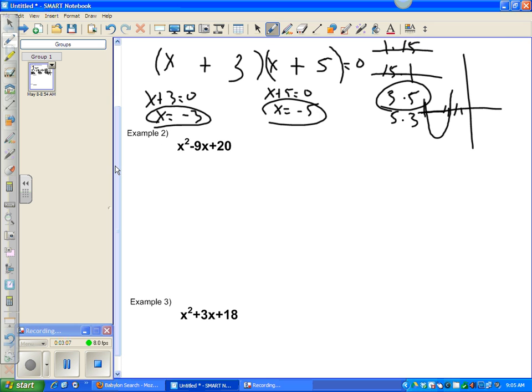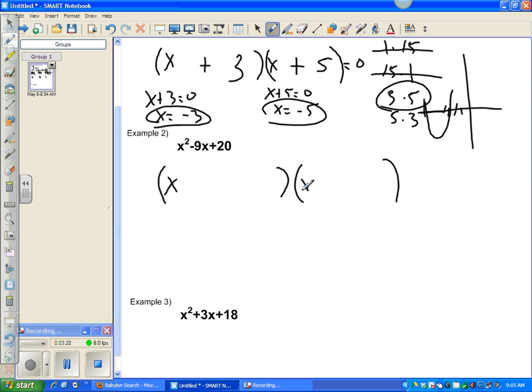Let's go to example number 2. This one's going to be a little bit more challenging because, of course, it has some negatives in there. It's not as straightforward as the other one. So first let me put my parentheses over here. It's the easiest thing to do. Well, I'm halfway there, right? I got half the problem.